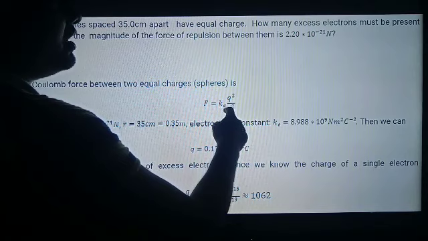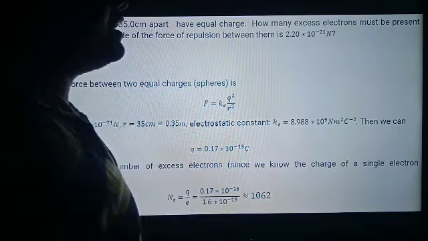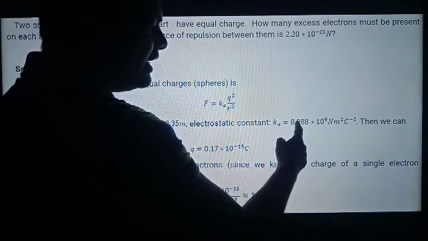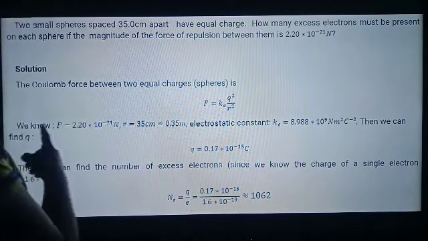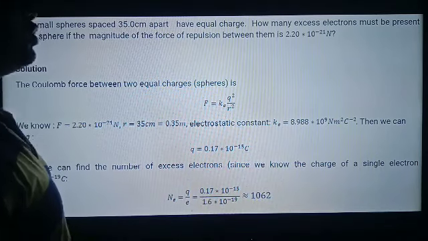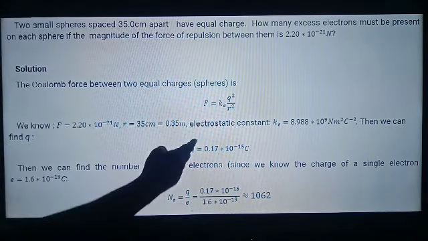Electrostatic constant K, that is 1 upon 4 pi epsilon naught, having the value 8.988 × 10^9. Instead of this, you may write 9.0 × 10^9. Then we can find Q by keeping these values in this formula. When you keep these values in this formula, the answer will come that Q is equal to 0.17 × 10^-15 Coulomb. C stands for Coulomb, which is the SI unit of charge.